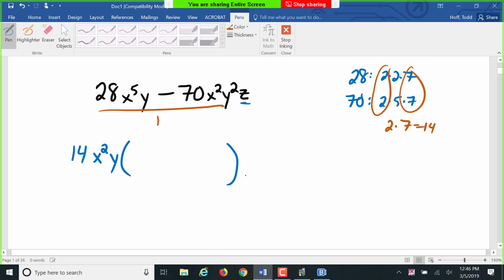Now we have to divide out that 14x squared y. So what is 28x to the fifth y divided by 14x squared y? 2x to the third, good. How about 70x squared y squared z divided by 14x squared y?